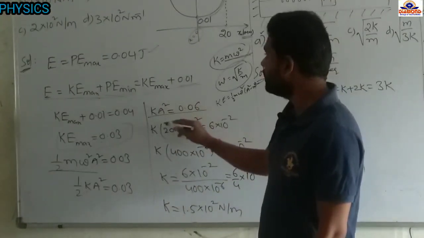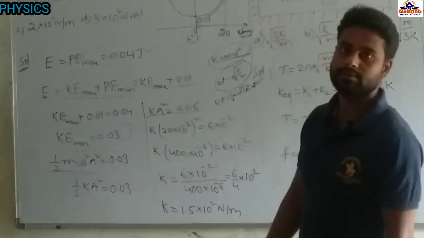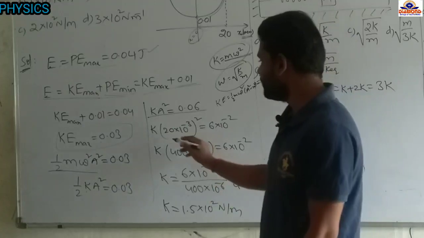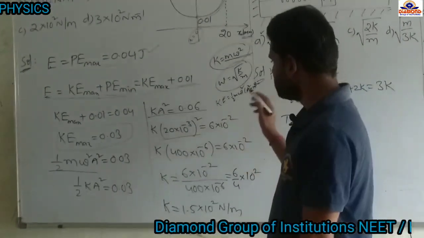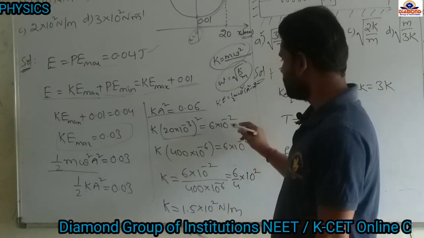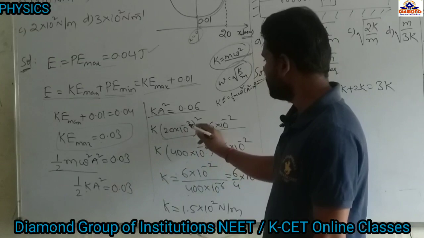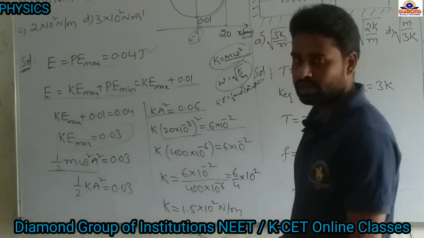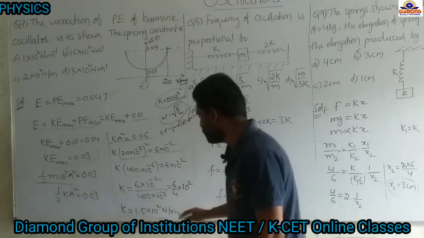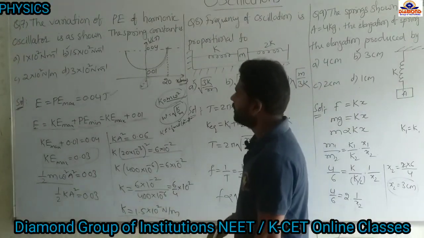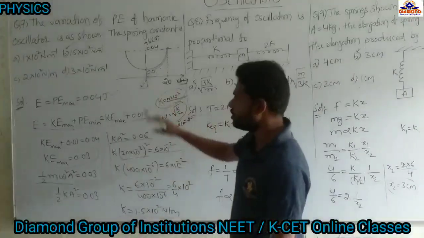Amplitude is how much here? 20 millimeter. So we can write 20 into 10 power minus 3, since millimeter means 10 power minus 3, whole square, equal to 6 into 10 power minus 2. Squaring: 20 square is 400, and 10 power minus 3 whole square is 10 power minus 6, equal to 6 into 10 power minus 2. Now simplify it. You will get the answer 1.5 into 10 power 2 newton per meter. Option B is the right answer. Like this you have to do.